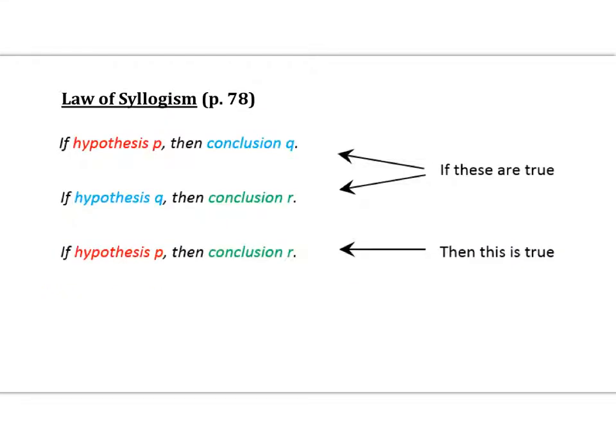All right, next we have law of syllogism, which is if a hypothesis P, then conclusion Q is true, then a second statement where the conclusion is now the hypothesis, then new conclusion R is true. Then we can take the hypothesis of the first statement to conclude the conclusion of the second statement is true.